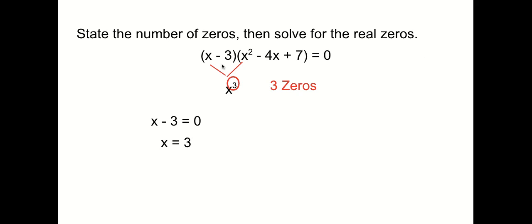All right, so plug it in. I'll get 3 minus 3 is 0. Then a 9 minus 12 plus 7. Who cares even what that is, because 0 times that will be 0. So this is a 0. Okay? All right, see if we can find our other zeros.